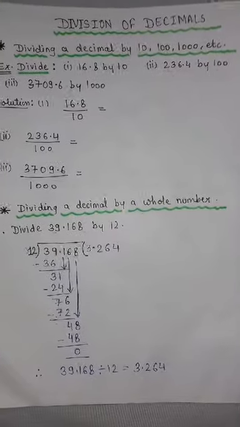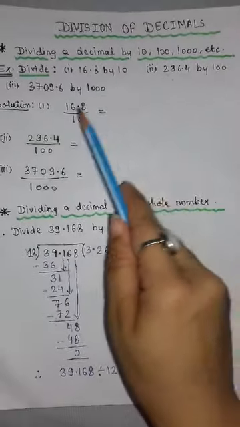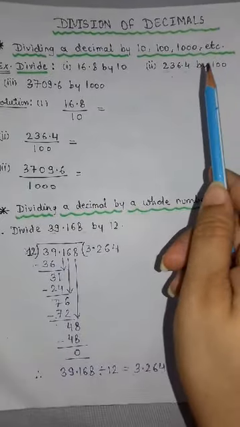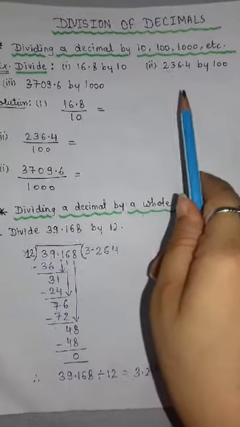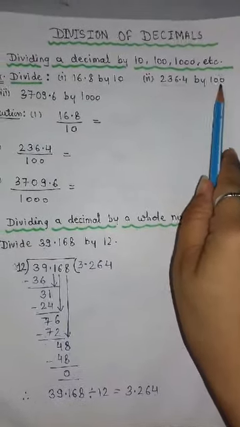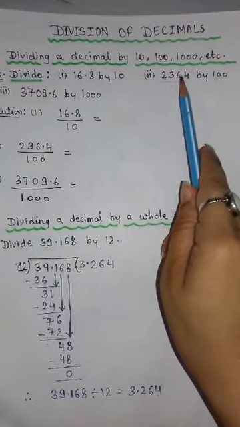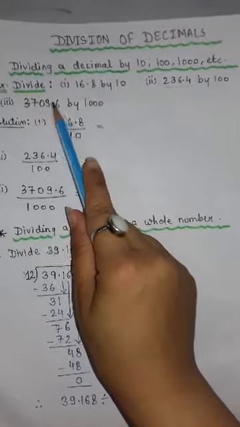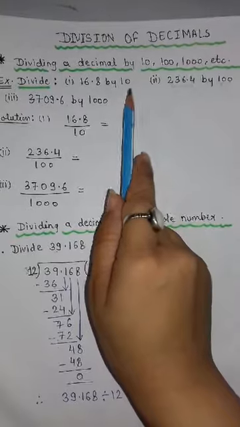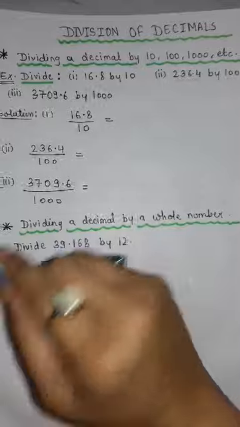First, let us learn how to divide a decimal number by 10, 100 or 1000. On dividing a decimal by 10, the decimal point is shifted to the left by one place, and on dividing a decimal by 100, the decimal point is shifted to the left by two places. And on dividing a decimal number by 1000, the decimal point is shifted to the left by three places.